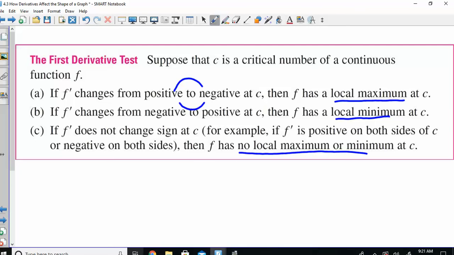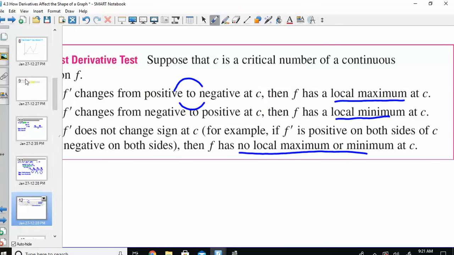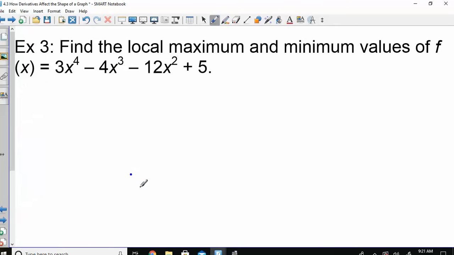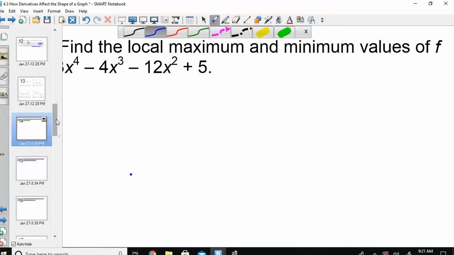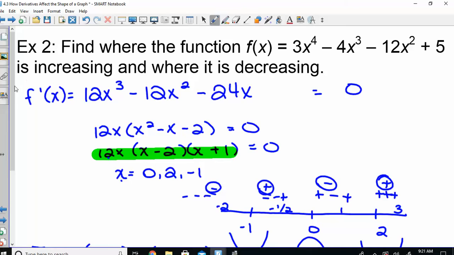So let's use this to find the maximums and minimums. So what's my first step? Derivative. So that gives me, was this the last example we did? Yeah, so I don't need to rework all that, do I? So we know from example 2, we had, okay, I'm just going to do this.